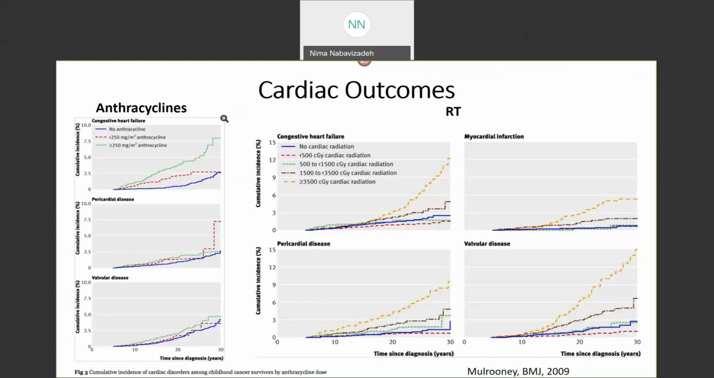So this is a large registry study of about 15,000, I believe, patients who are childhood cancer survivors. And you can see the comparison of anthracyclines, which is a commonly used chemotherapy medication for both Hodgkin's and non-Hodgkin's lymphoma. And here's radiation in these right charts. It's clear that both anthracyclines and radiation therapy put patients at risk for cardiac disease, whether that's congestive heart failure, pericardial disease, or valvular disease. And with radiation therapy, the more dose the heart has received, the higher the risk of these complications.